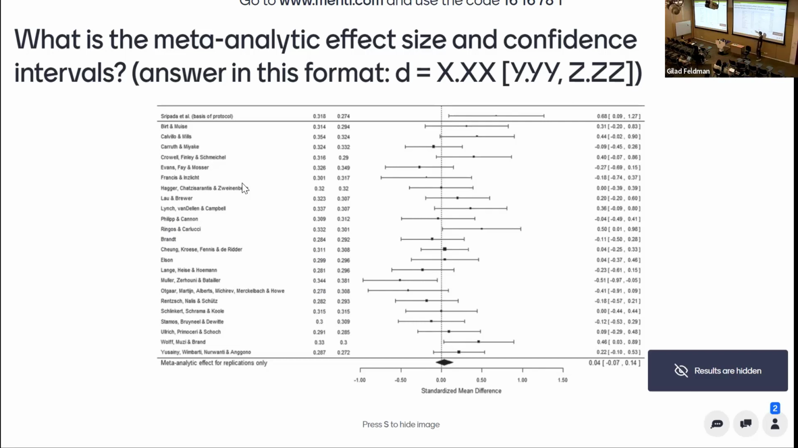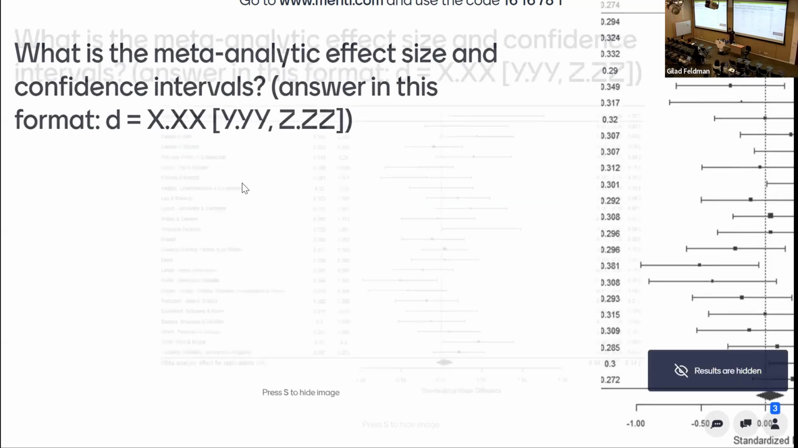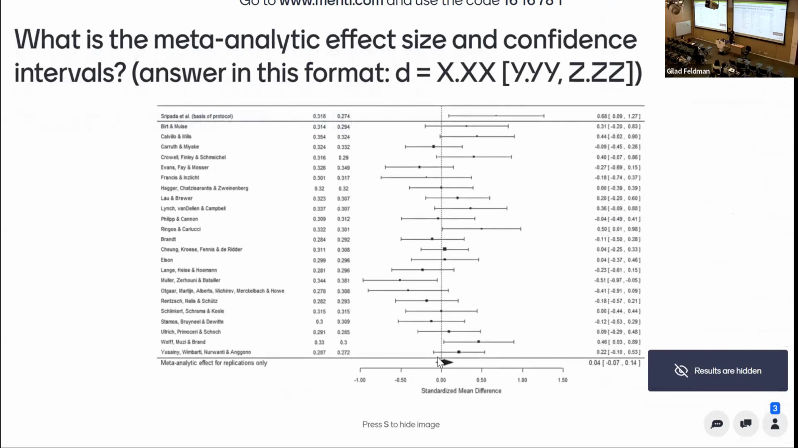So when we look at this line over here, what do we see about the meta-analytic effect size and confidence intervals? Yeah, so 0.04 from minus 0.07 to 0.14. So that's accurate, and this is this line over here. It's represented as a diamond because it's an aggregated effect. And here, is it significant or not significant? The null is included between the confidence intervals, so we fail to reject the null hypothesis. Therefore, we fail to find support for the alternative hypothesis.